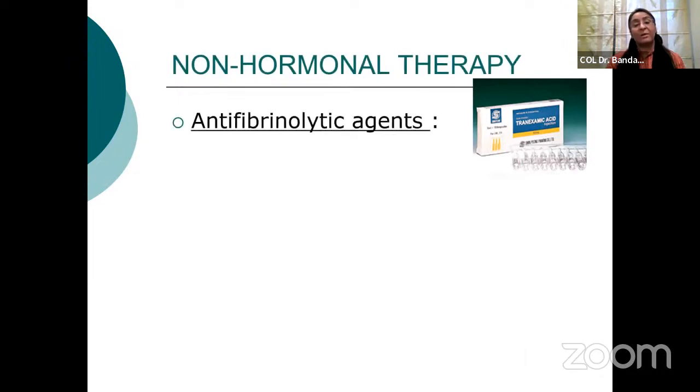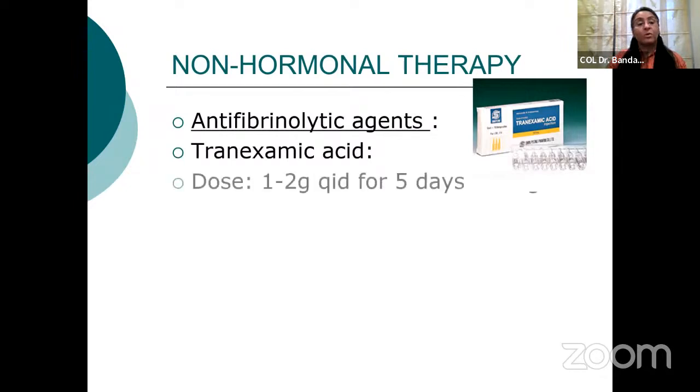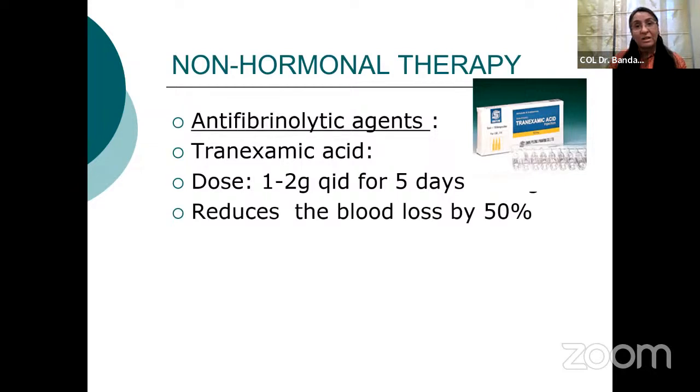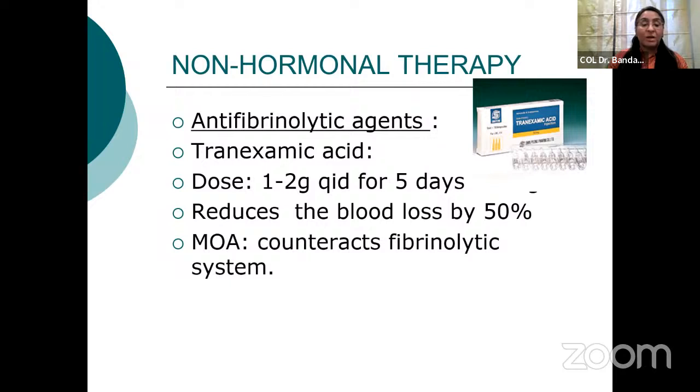Antifibrinolytics, basically tranexamic acid, which we commonly use, can be given in a dose of 1 to 2 grams. 1 to 2 grams is the highest dose, not QID. This has been wrongly written. 1 to 2 grams can be given daily for 5 days. That means 500 mg 3 times a day can be given, maximum dose being 2 grams. This reduces the blood loss by about 50%. It counteracts the fibrinolytic system.